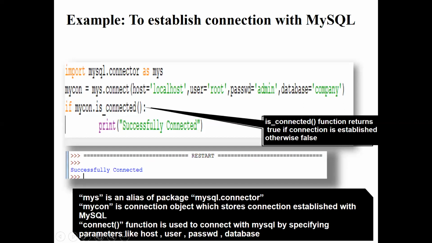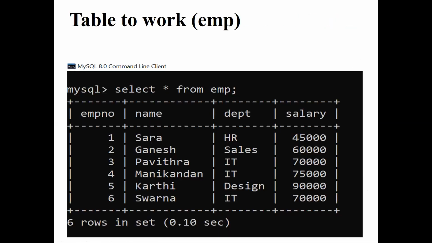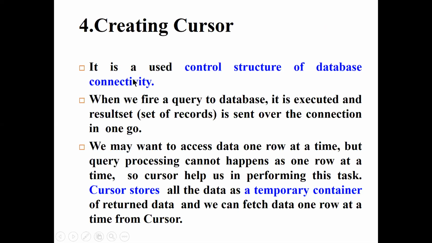Okay, my connection is a connection object which stores the connection established with the MySQL. Connect function is used to connect with MySQL by specifying the host, user, password, and then database. Okay, now we have connected Python to MySQL. So after that, this is the sample table that is available in that computer. Okay, and then once you establish the connection, you have to create the cursor. Okay, so what is a cursor?